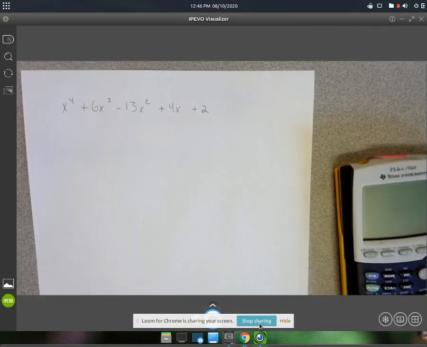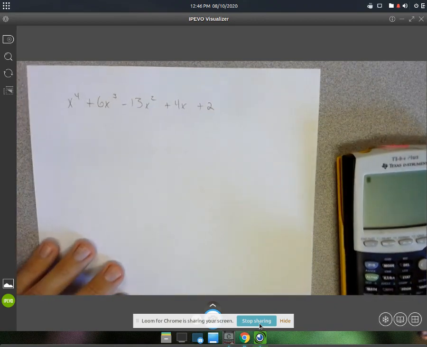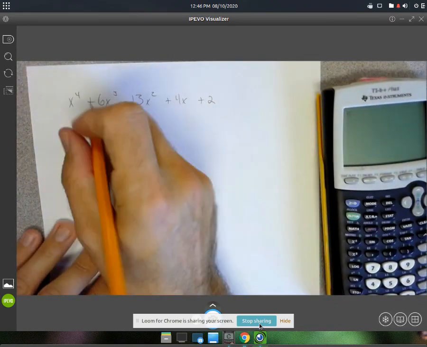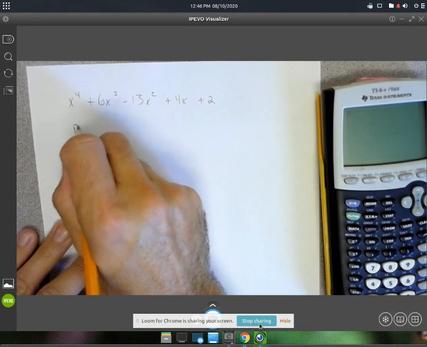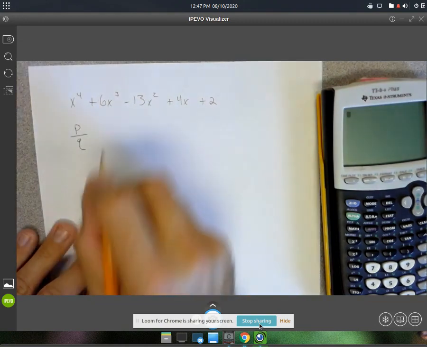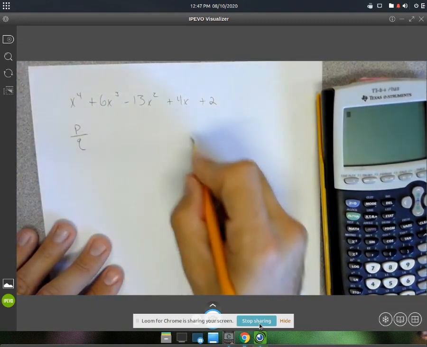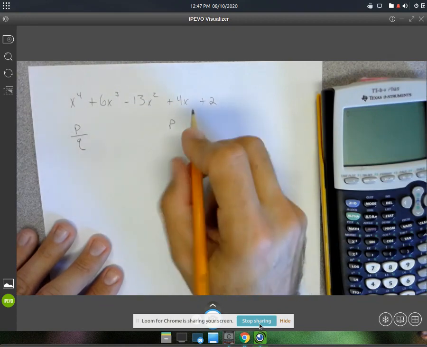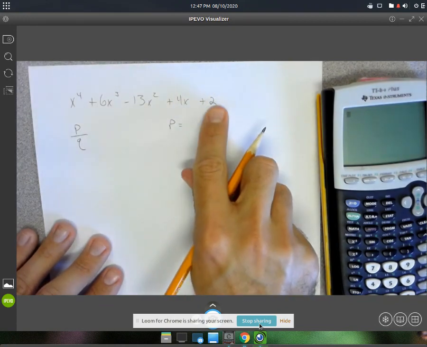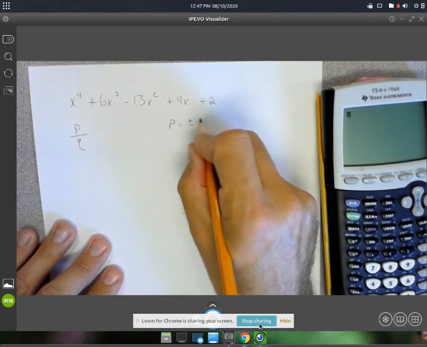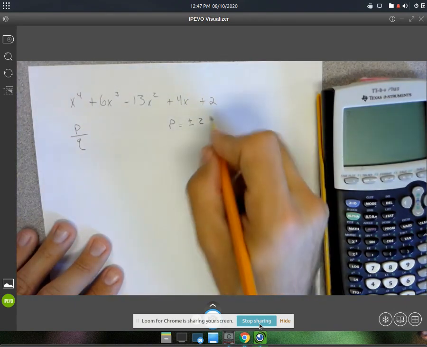All right, so I've got another rational root theorem problem for you. So we're going to factor this, but this one's a little bit special, and I'll clue you in as to why later. So first we want to do is make our P over Q list. P are the factors of 2, so that's just plus or minus 2, and 1.